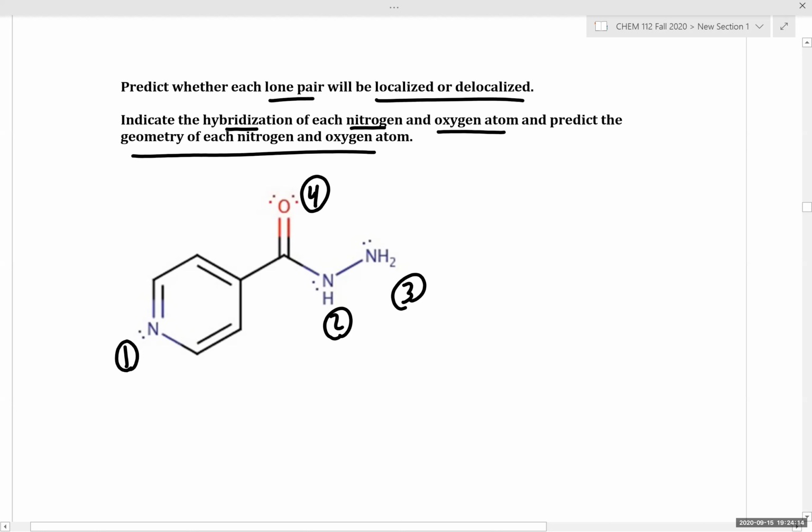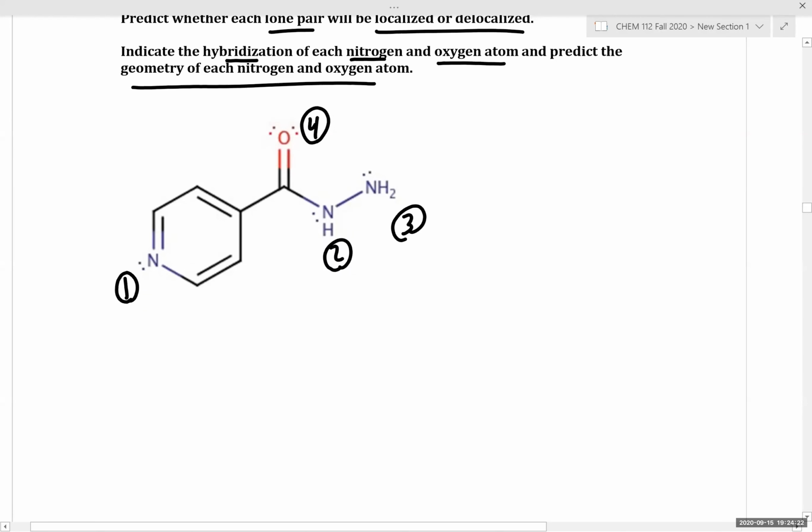And this will be your second chance now that you've received feedback to revise and provide your responses. So I'd like you to tell me for each of my nitrogen and oxygen atoms whether the lone pair is localized, what is the hybridization of each atom, and what is the geometry. Let's spend about another 4 to 5 minutes on this example, and don't be shy to submit your responses or questions in the chat, or verbally for that matter.